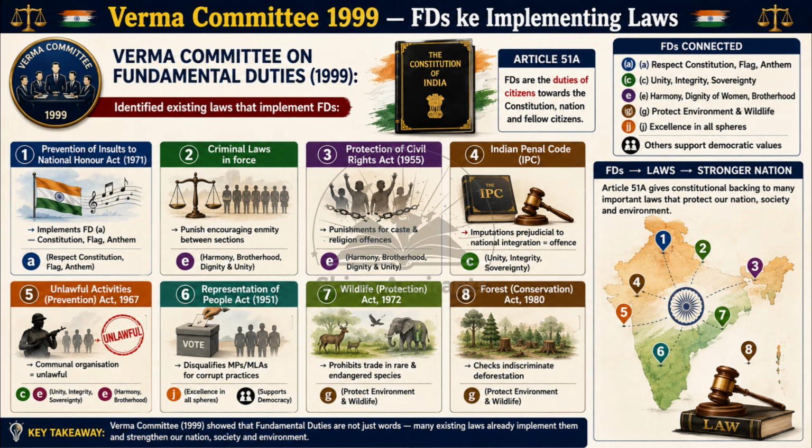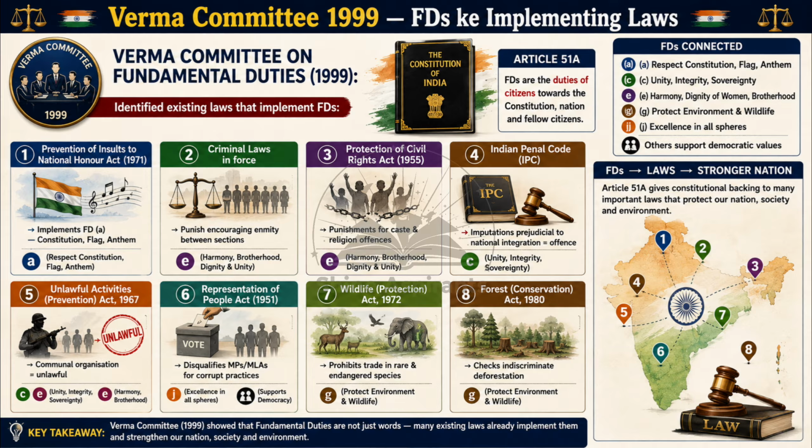2. Criminal laws in force. The various criminal laws in force provide punishments for encouraging enmity between different sections of people on grounds of language, race, place of birth, religion, and so on. This implements Duty E. 3. Protection of Civil Rights Act, 1955. This act provides for punishments for offences related to caste and religion. Implements Duty E.